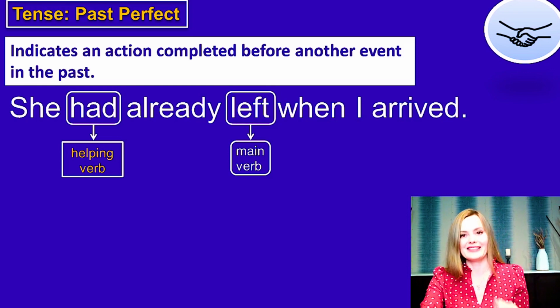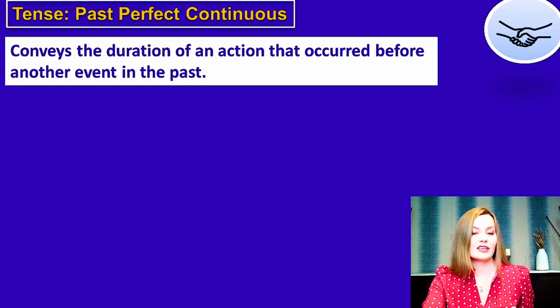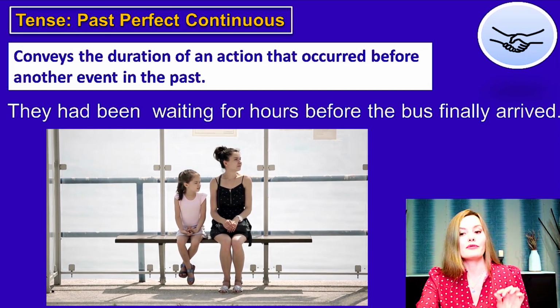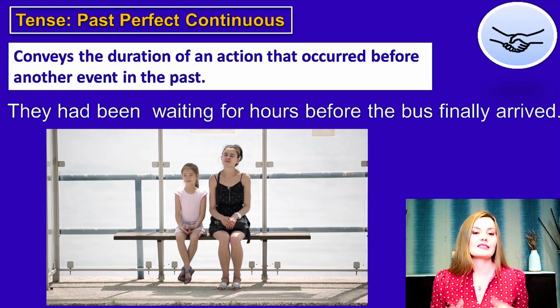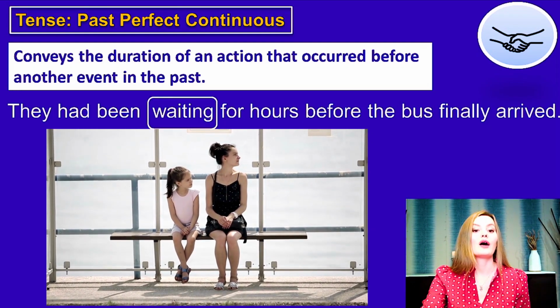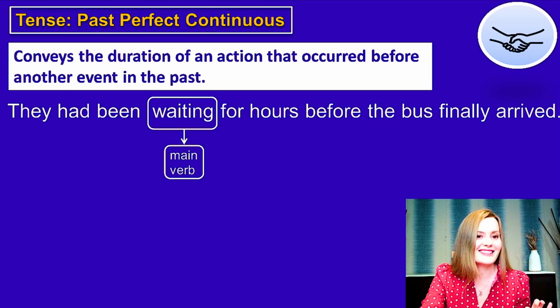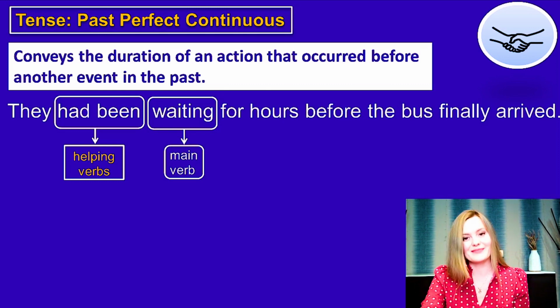Past perfect continuous tense conveys the duration of an action that occurred before another event in the past. For example, they had been waiting for hours before the bus finally arrived. Let's look at the first part of the sentence. They had been waiting for hours. What is the main verb? Waiting. And which verbs help us to build the past perfect continuous tense? Of course, had been. Had been are two verbs that help us to build past perfect continuous.